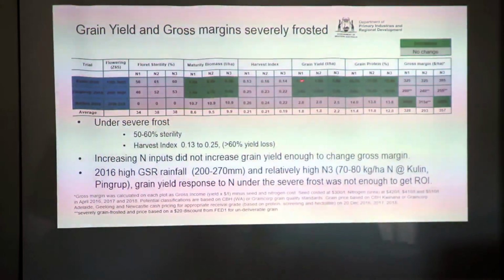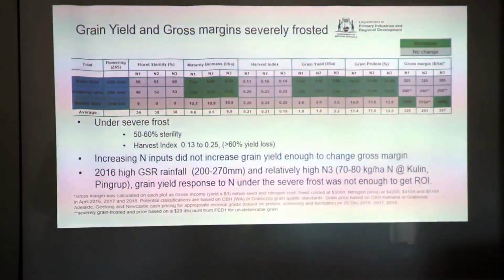The grain yields ranged from around 1.5 to 1.8 tonnes per hectare, so we still did get a yield response to the nitrogen and a grain protein response to the nitrogen, but because the growers had basically fed those crops quite well that year, there wasn't a really strong, positive return to that change in gross income. So basically we got a bit of a variable response to nitrogen under severe frost.